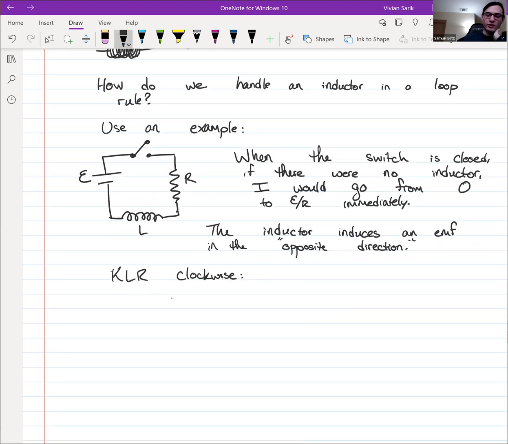We pass through the battery, and we get plus EMF because we're going from negative to positive. Passing the resistor, we get minus IR, because we're going to guess that the current flows clockwise. And then we have to add the change in voltage across the inductor. That is really the voltage difference: we take VB and subtract VA, so VB minus VA is what this delta V is. And this should be equal to 0.